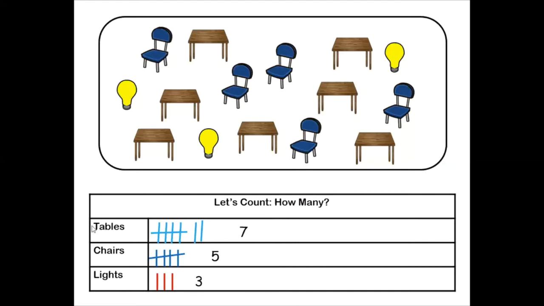So our tables, how many tables do we have? All right, 7. How many chairs? 5. And how many lights? 3. Okay.